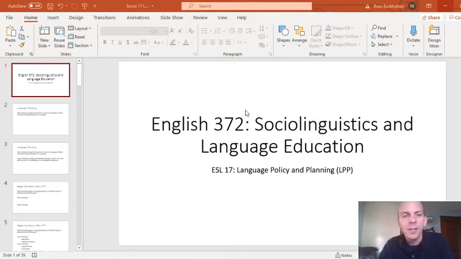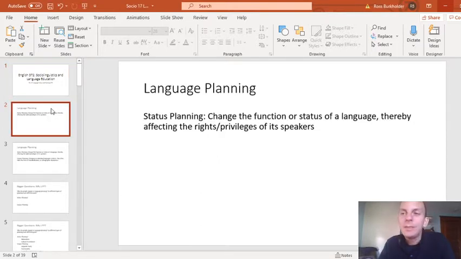Let's keep going. So to start off this talk, we're going to differentiate a couple different types of language planning. We're going to talk about two different types. The first type is status planning. Status planning is where there is an attempt, whether successful or not, to change the status of a language or the function of a language, right?